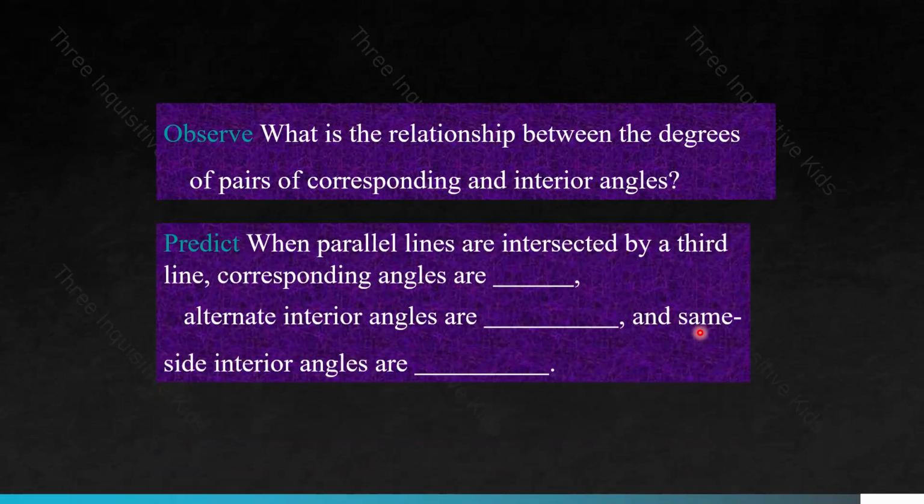When parallel lines are intersected by a third line, corresponding angles are blank, alternate interior angles are blank, and same-side interior angles are blank. So using your experiment, you'll see that corresponding angles are congruent, alternate interior angles are congruent, and same-side interior angles are supplementary. So far it seems it is true the other way around. When parallel lines are intersected by a third line, these three properties still hold true.